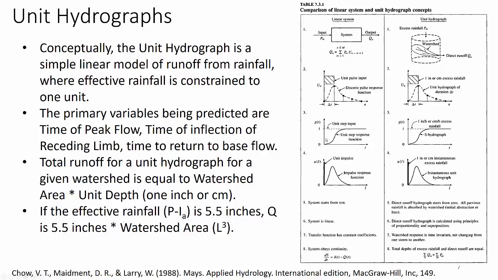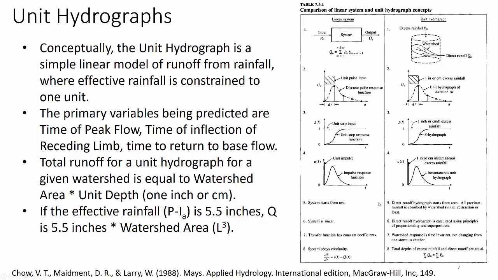So if we look at this as an S curve, the unit step input gives us unit step response. 1 inch of input gives you some response from the watershed. If we look at this from the perspective of not cumulative flow, but pulse flow, you have a unit impulse, an impulse response. 1 centimeter of instantaneous excess rainfall gives you a unit hydrograph. That's what we're seeing here in item 2, and the same thing in item 4.